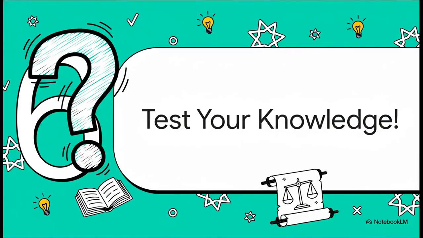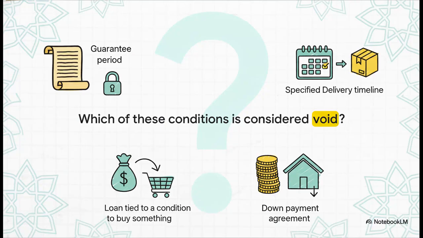All right, we've covered a ton of ground. I think it's time to put your newfound knowledge to the test. Let's see how you do with a few quick questions. Ready? Question number 1. Which one of these conditions would be considered void or not allowed? Is it A, a seller offering a guarantee period? B, a loan that's tied to buying another product? C, an agreement for a down payment? Or D, a buyer specifying a delivery timeline?